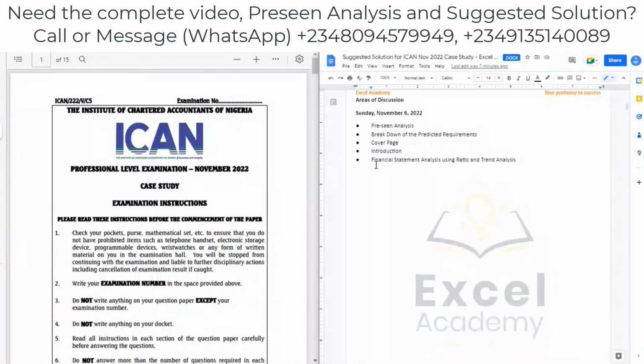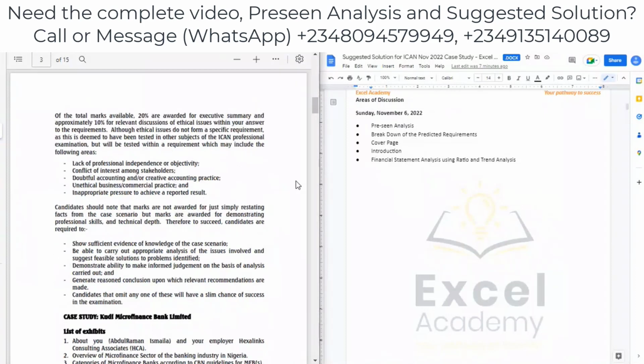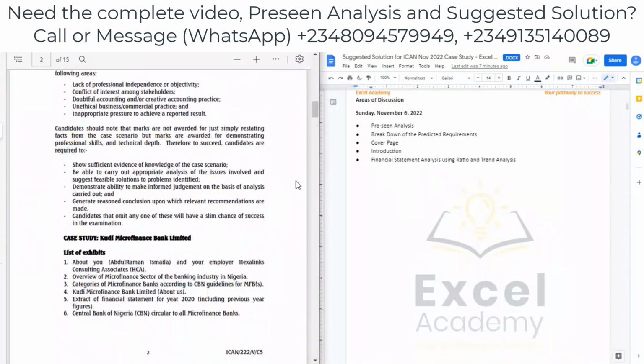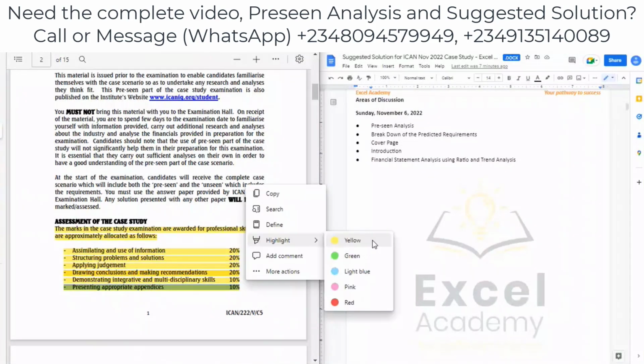So the Preseen is a 15-page document, and as seen, we have the list of the exhibits. But before then, it states how the marks are being awarded. So it's also very important to take note of this. As you can see, drawing conclusions and recommendations carry what? 20 marks. 20% of 100 marks is what? 20 marks. Appendices carry 10 marks. Then ethics, 10 marks. Executive summary, 20 marks. Now you know how the marks are being awarded.